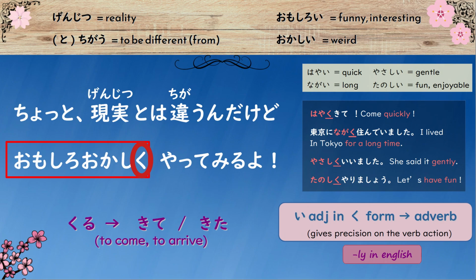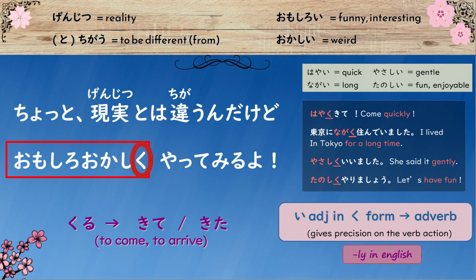Then 東京に長く住んでいました. So 東京に住んでいました, I lived in Tokyo. And then you add a precision on this I lived. 長く. So here we can say longly because it doesn't exist, but that's the meaning of it. I lived in Tokyo. You add a precision, for a long time. So 長く住んでいました. Then 優しく言いました. So 言いました, remember, comes from to say. 言いました, she said it, or he said it. 優しく, gently. So you see, every time it adds a precision on the verb action. How did she say it? Well, 優しく, gently. A gentle way, you see?